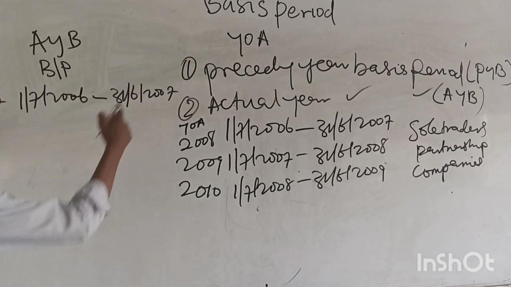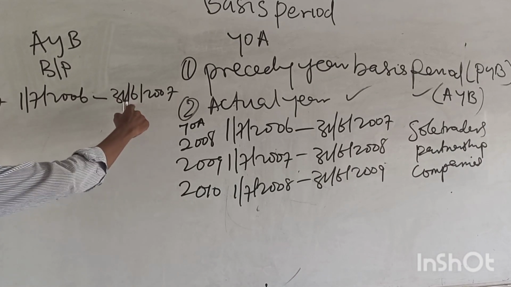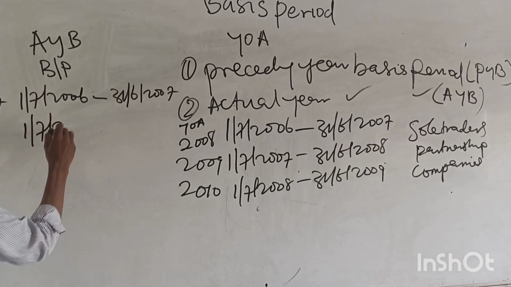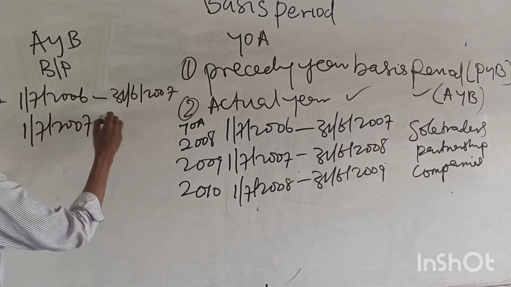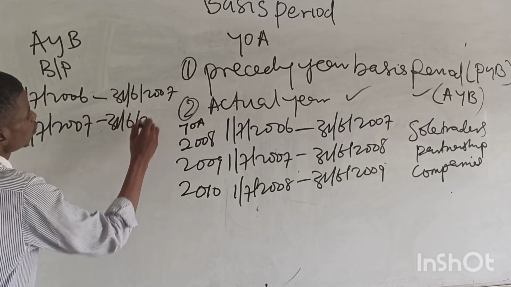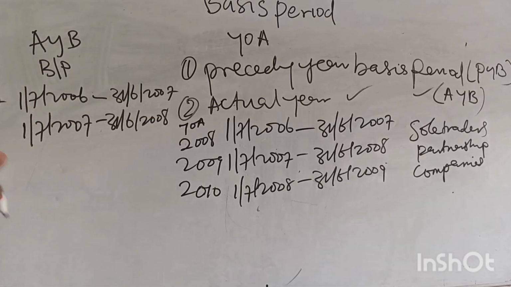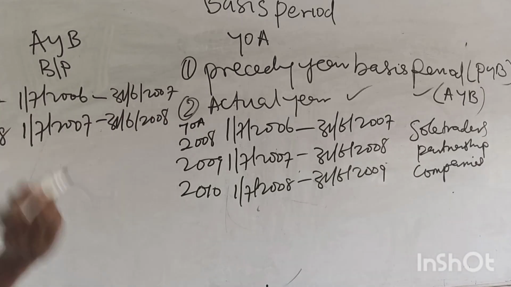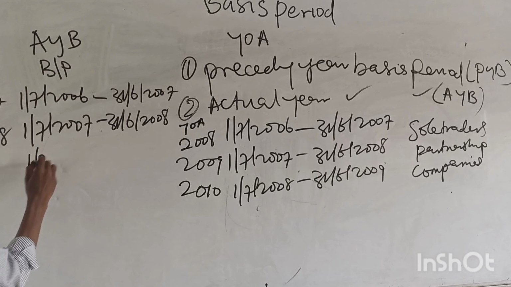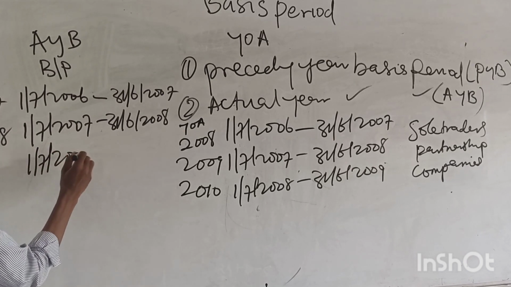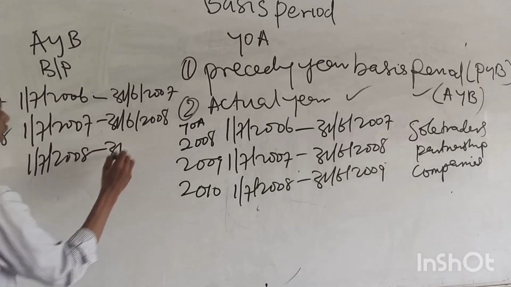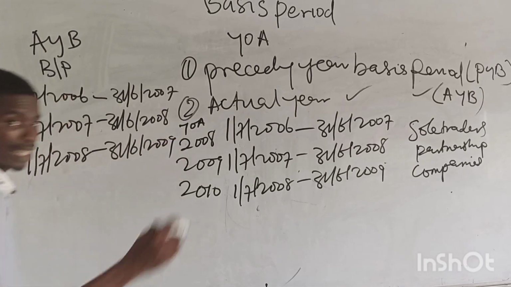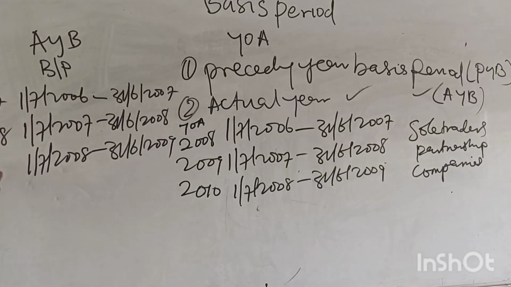Next year, the business year will begin a day after this month, which will still be 1st July 2007 till 31st June 2008. And the year of assessment will be 2008. This is how it will continue. On the third year, it will still be 1st July 2008 till 31st June 2009. And the year of assessment will still be 2009.